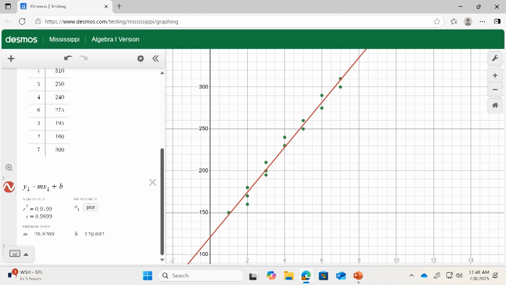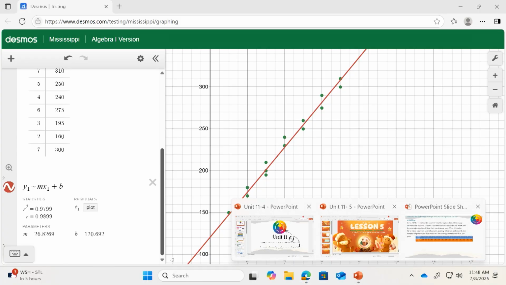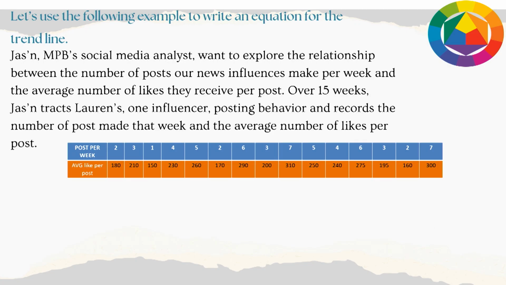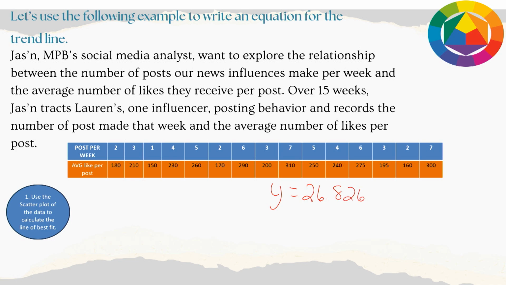So we want to make sure that we're looking at this scatter plot. So here we go. The first thing that I want to answer about this problem: use a scatter plot of the data to calculate the line of best fit. Well, we did that. We have y equals 26.8269x plus 120.692. So we calculated our scatter plot and we got our equation.